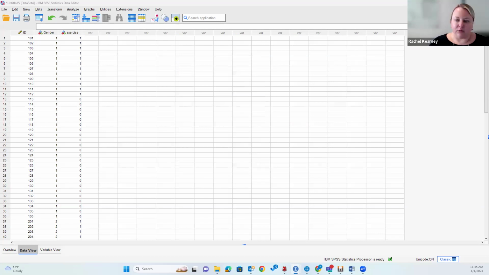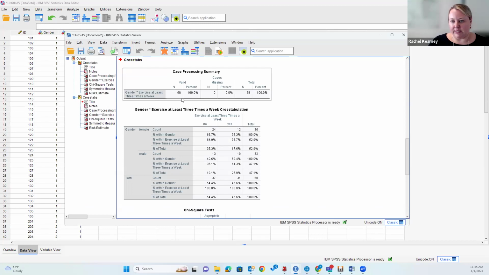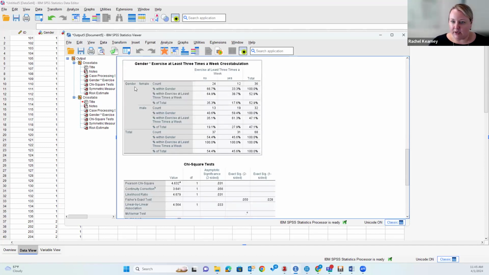And so the output that will come up looks something like this. Basically, there were 68 different participants in this study. You can see here those who are female, the percent that exercise at least 3 times a week, those who don't, those who do. You can see totals, you can see that for male, and then you can see the count for the total.